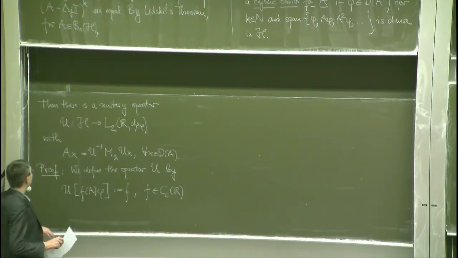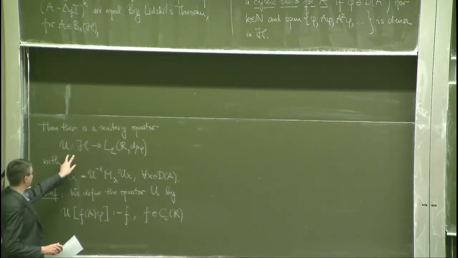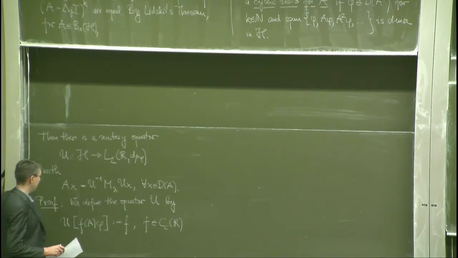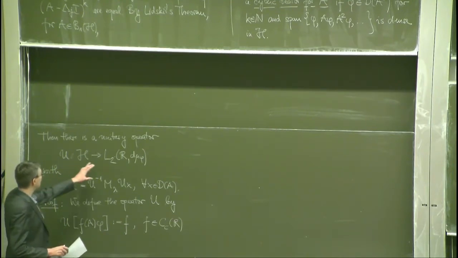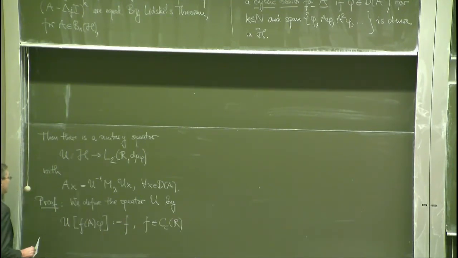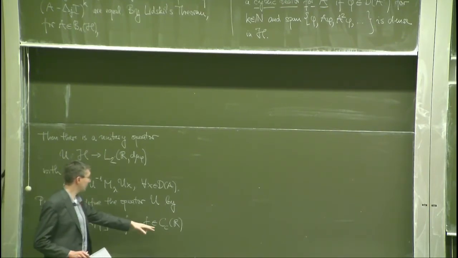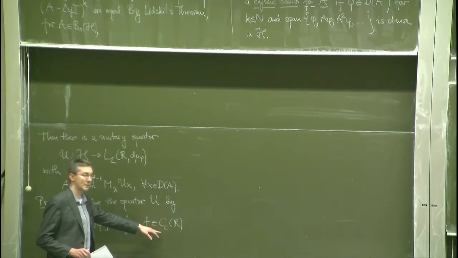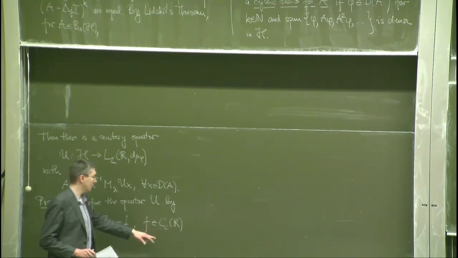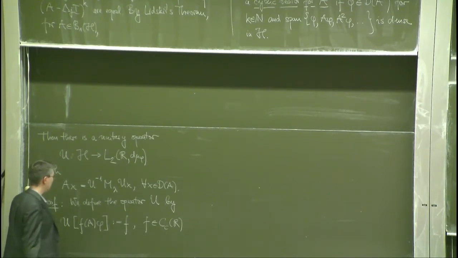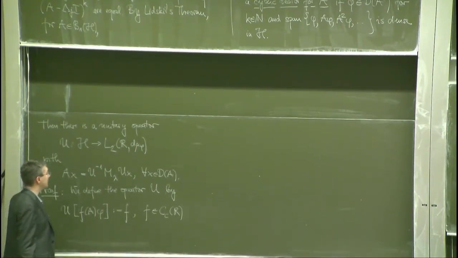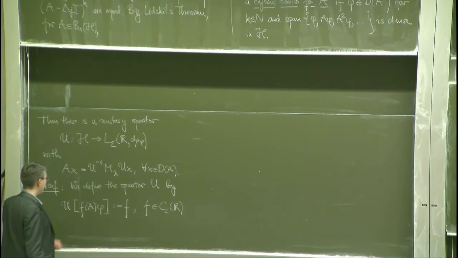Recall, U is an operator that acts on elements of the Hilbert space, so on vectors phi, and it transforms to an object in L2. Such a function f in L2 later, but here we work basically with a dense subset CC of R. So we first of all define this object on a dense subset, and then we extend everything. And this is the way in which I would like to do it.